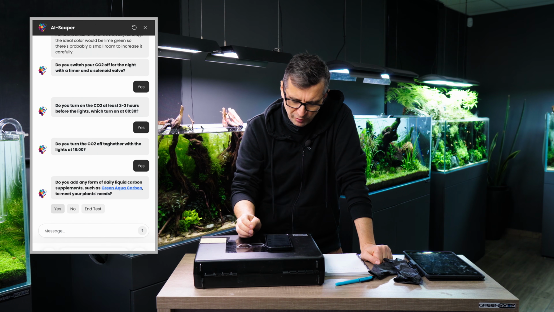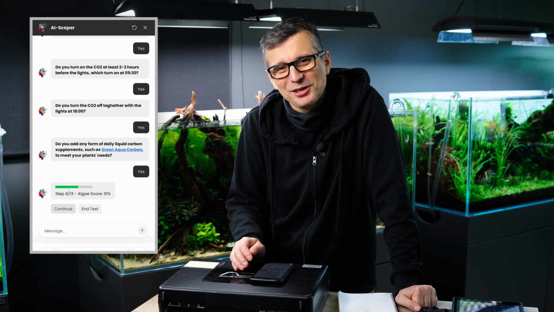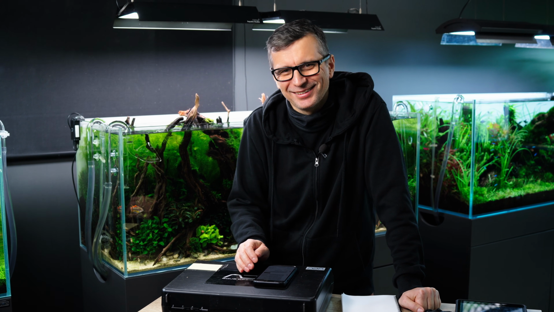Do you add any form of liquid carbon supplements, such as green aqua carbon? Yes, we do use that. But you know what? I'm already at 10%.